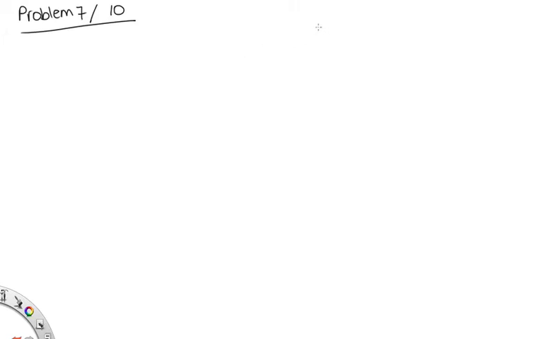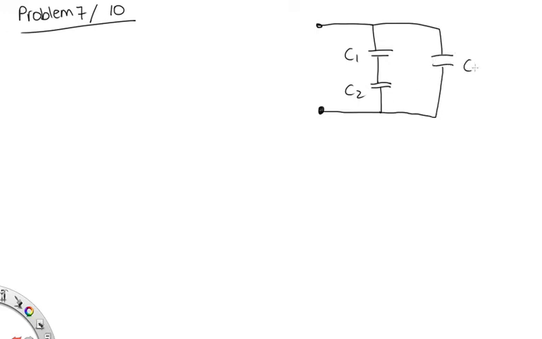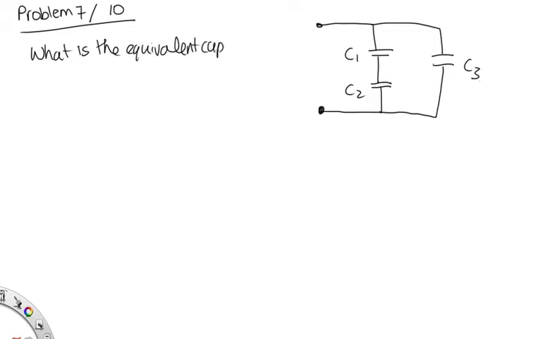In this problem, we have a series of capacitors. We have C1 and C2, literally in series here, C1, C2, and then we've got C3 in parallel with the C1, C2 combination. And we're asked what is the equivalent capacitance?